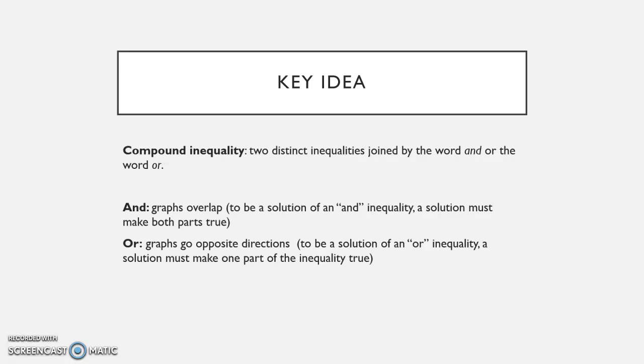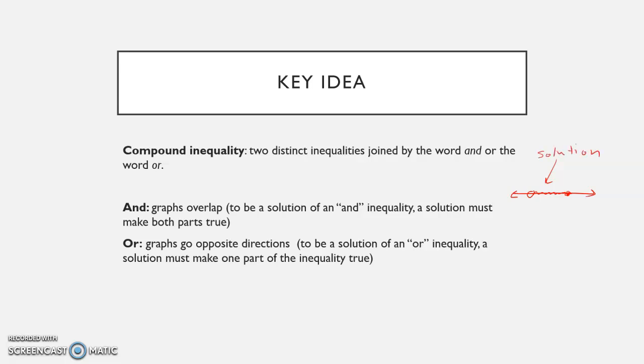So an and inequality, let me give you an example here. The graphs will overlap. You'll get something kind of like this. Let me find my little dot here. Here it is. An and will look like this. You may get an open circle here, a closed circle here, and some shading here. Anything that fits here is a solution.